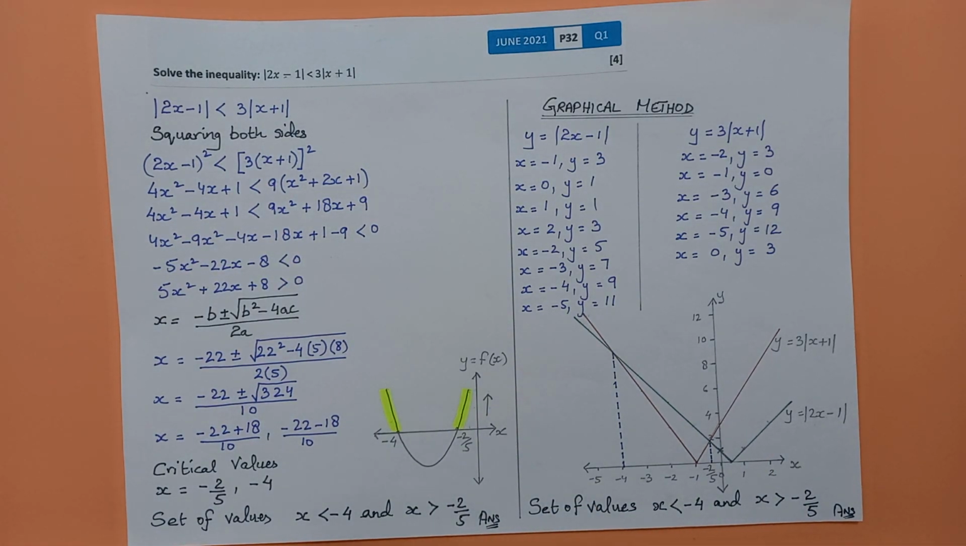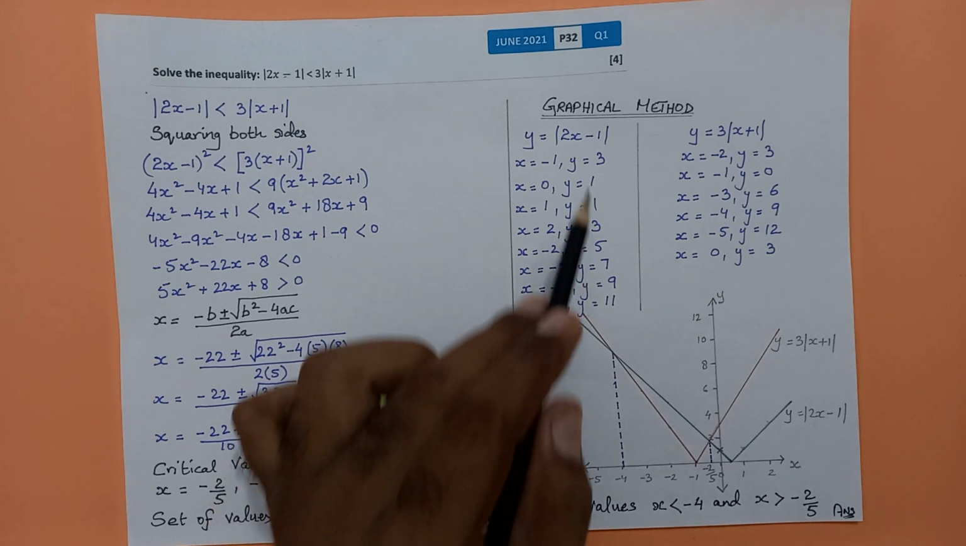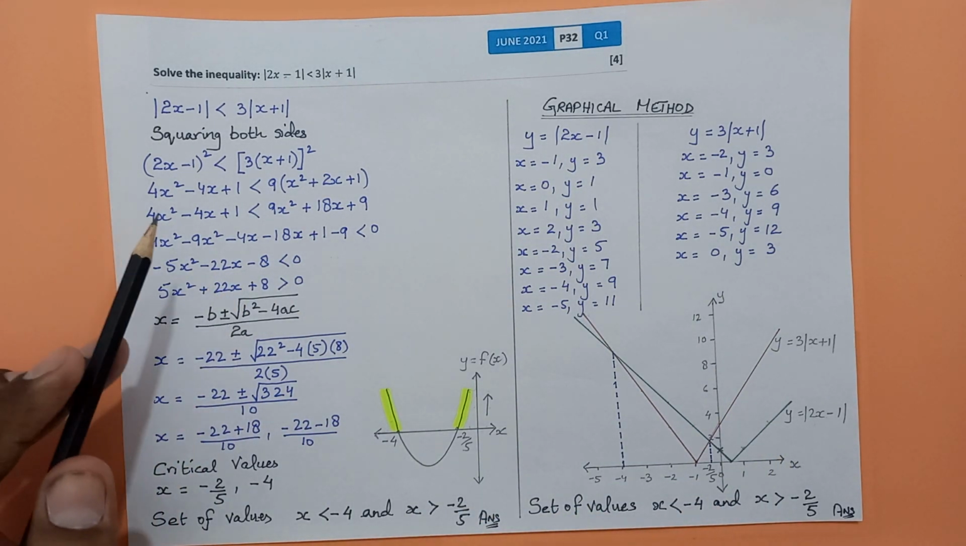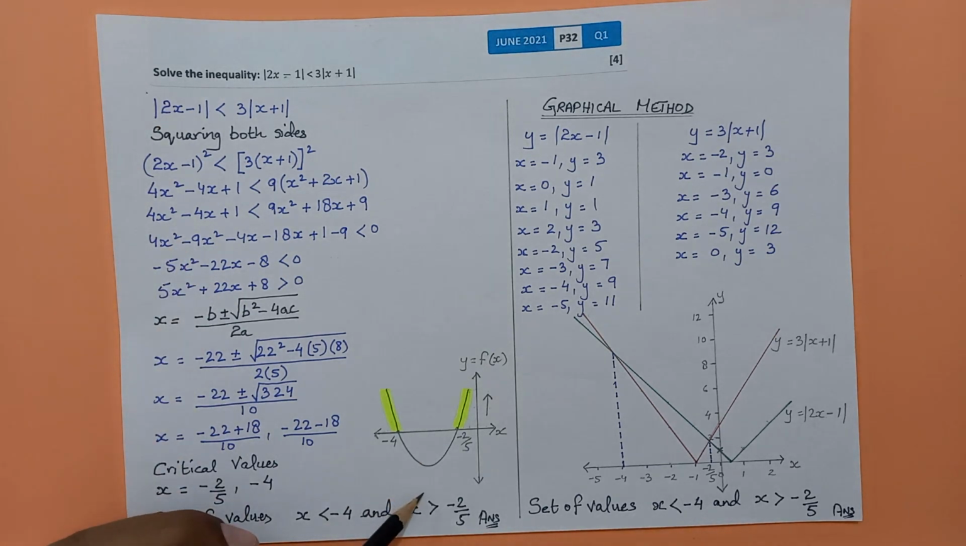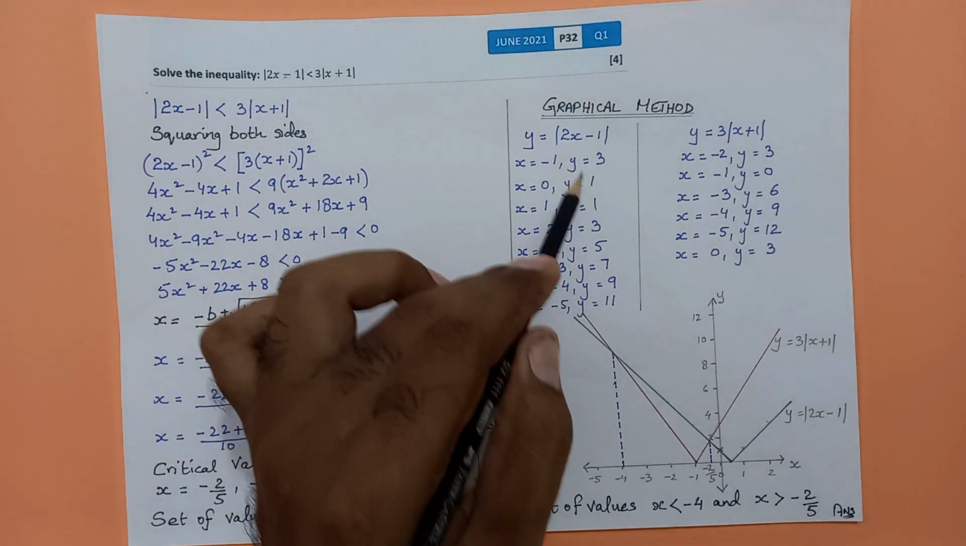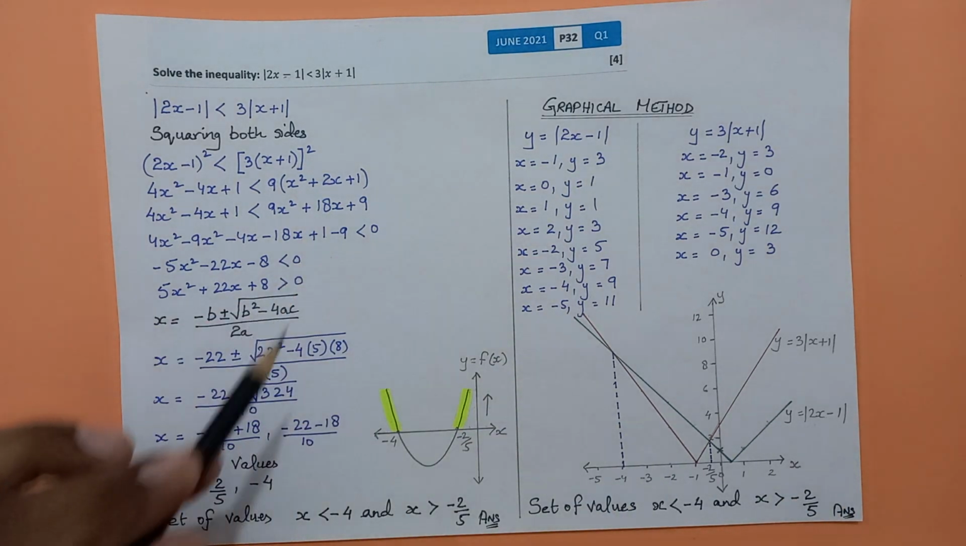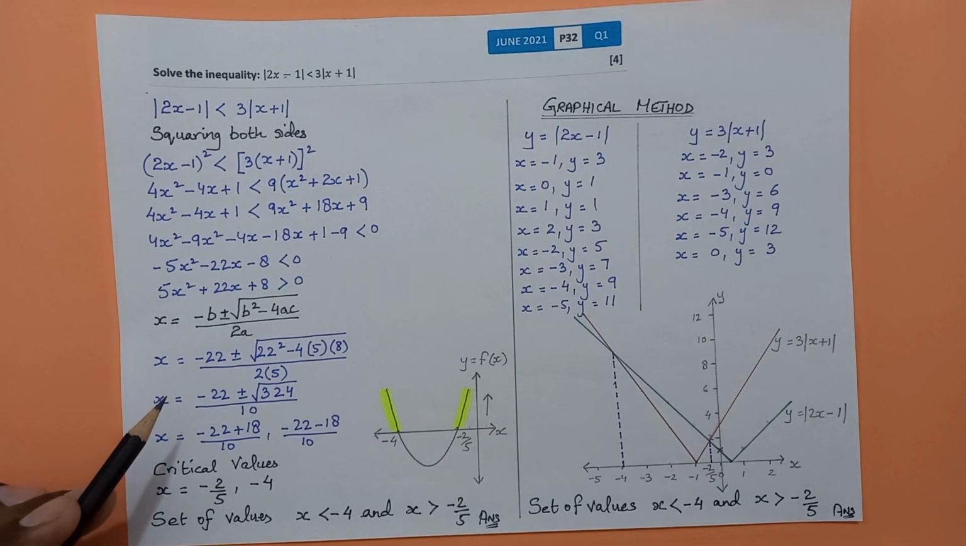So it is totally up to you whether you want to go for the graphical method or the algebraic method. Both are acceptable, but I would recommend going for the algebraic method. That doesn't mean that this method is wrong. No, it is totally up to you. You can use any method. Both are acceptable, both are correct.